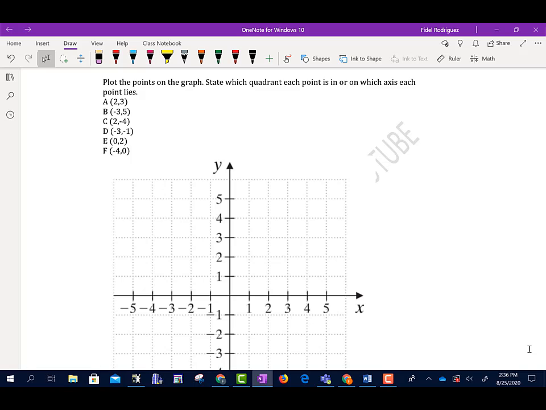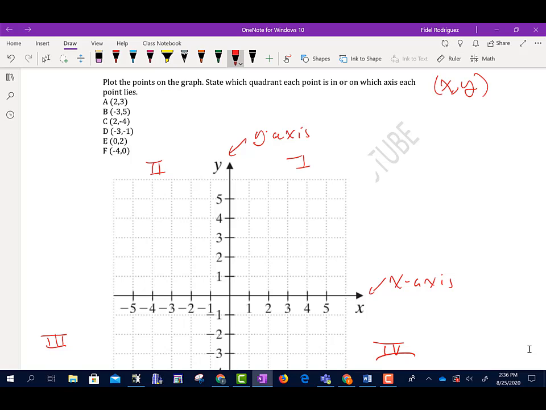Okay, so you know that we have the x-axis, right? And we got the y-axis. And then we have quadrant 1, quadrant 2, quadrant 3, quadrant 4, right? And when we plot our points, every point's always in the form x and y, where the first number tells me to go either left or right, and the second number tells me to go either up or down.